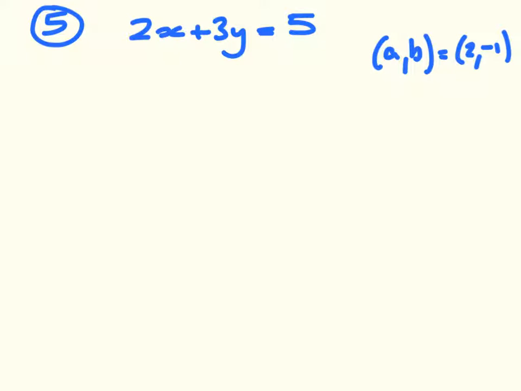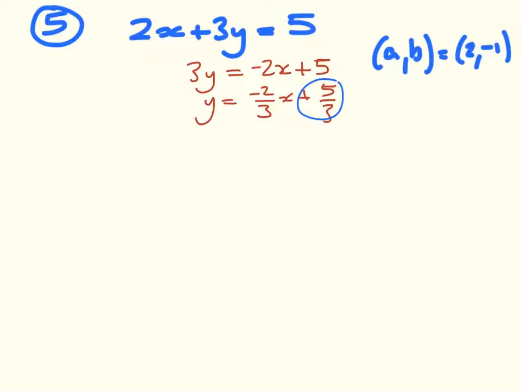Question 5, to find the equation of a straight line which is parallel to the one I've given here. So the first thing I need to do is rewrite it as 3y equals negative 2x add 5, y equals negative 2 over 3x add 5 over 3. Now the over 3 part at the end I'm not really interested in, because this is what I'm looking for. I need to find the gradient. So the gradient is negative 2/3.